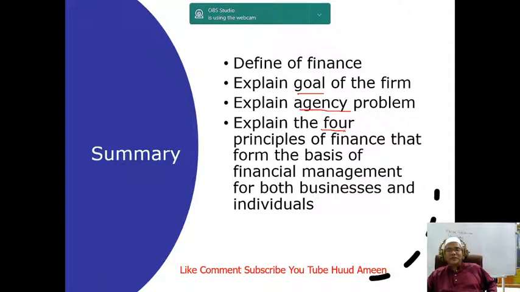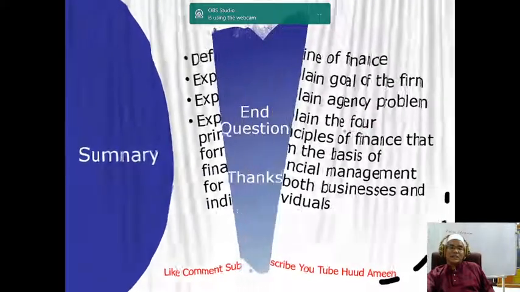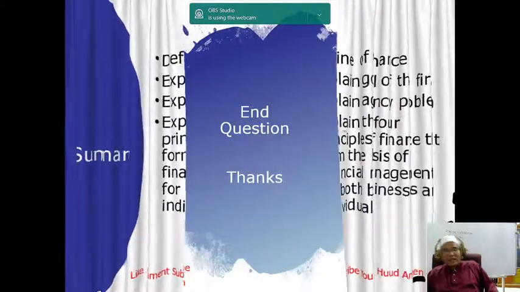I have discussed all the four principles of finance that form the basis of financial management for both businesses and individuals. So this is the end of the session.